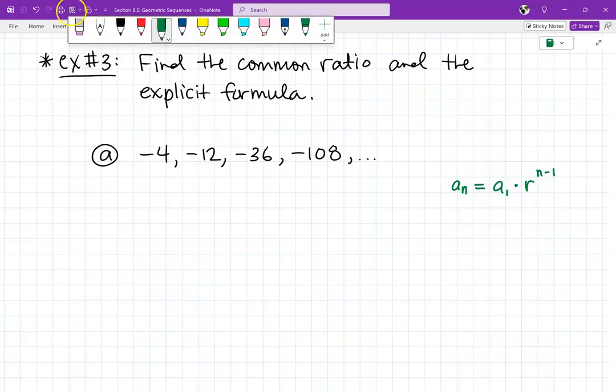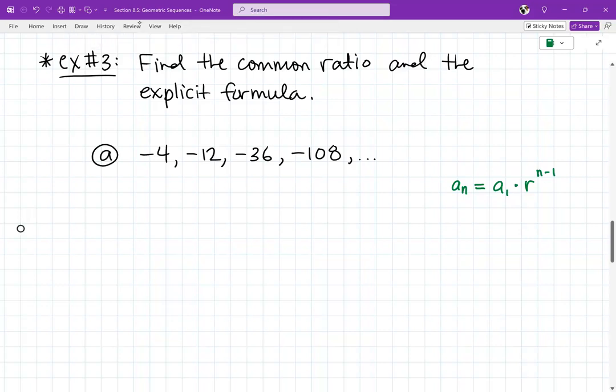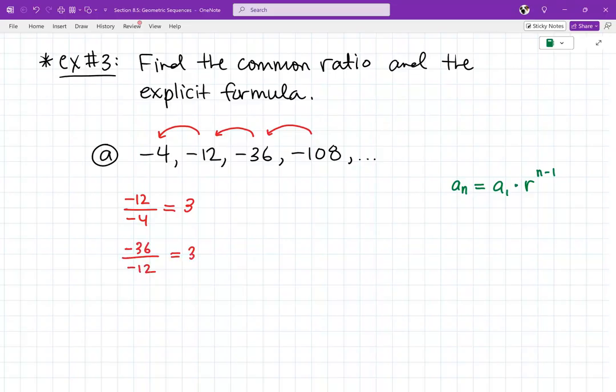So to find the common ratio, I'm going to have to divide. Negative 12 divided by negative 4 is 3. Now remember, you have to divide all the terms. Don't just do one and say, okay, that's R, because sometimes the last term doesn't divide to the same number. So you got to check them all. Negative 36 divided by negative 12, well, that's 3. And negative 108 divided by negative 36 is also 3. So that means that my common ratio is 3.